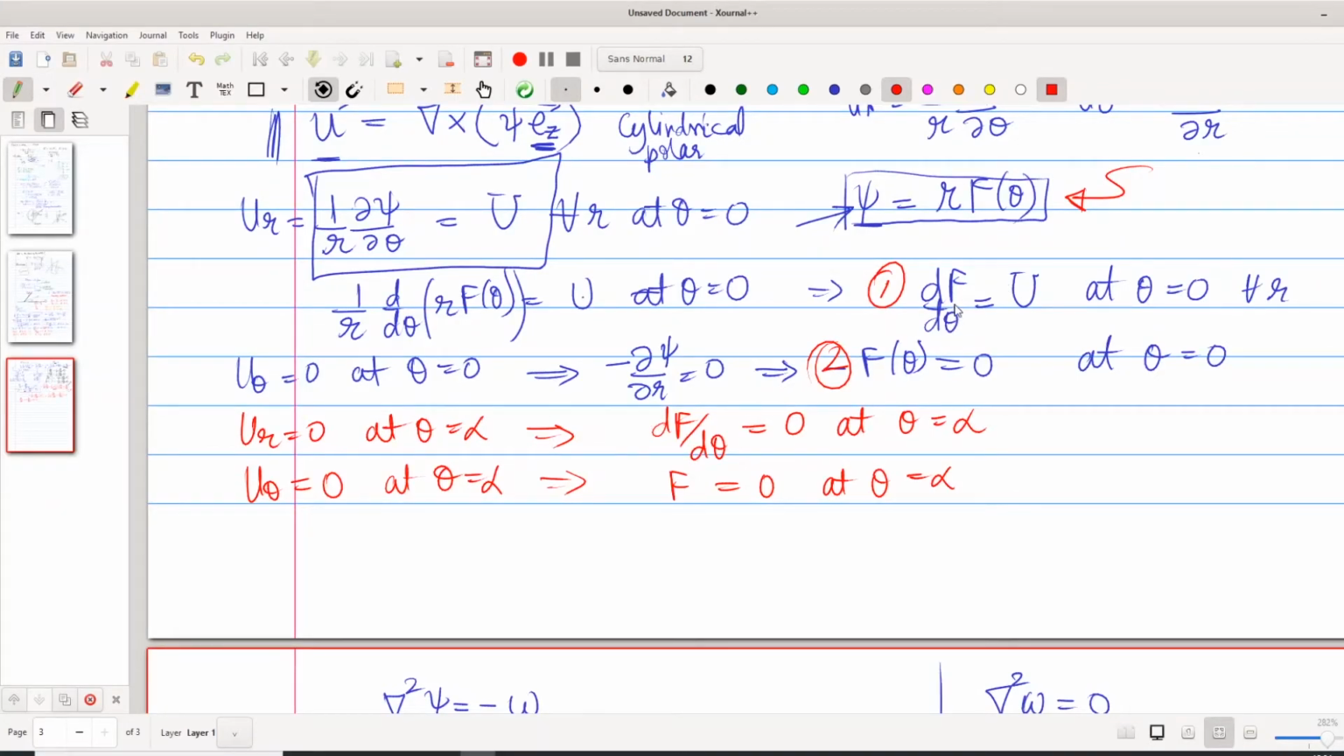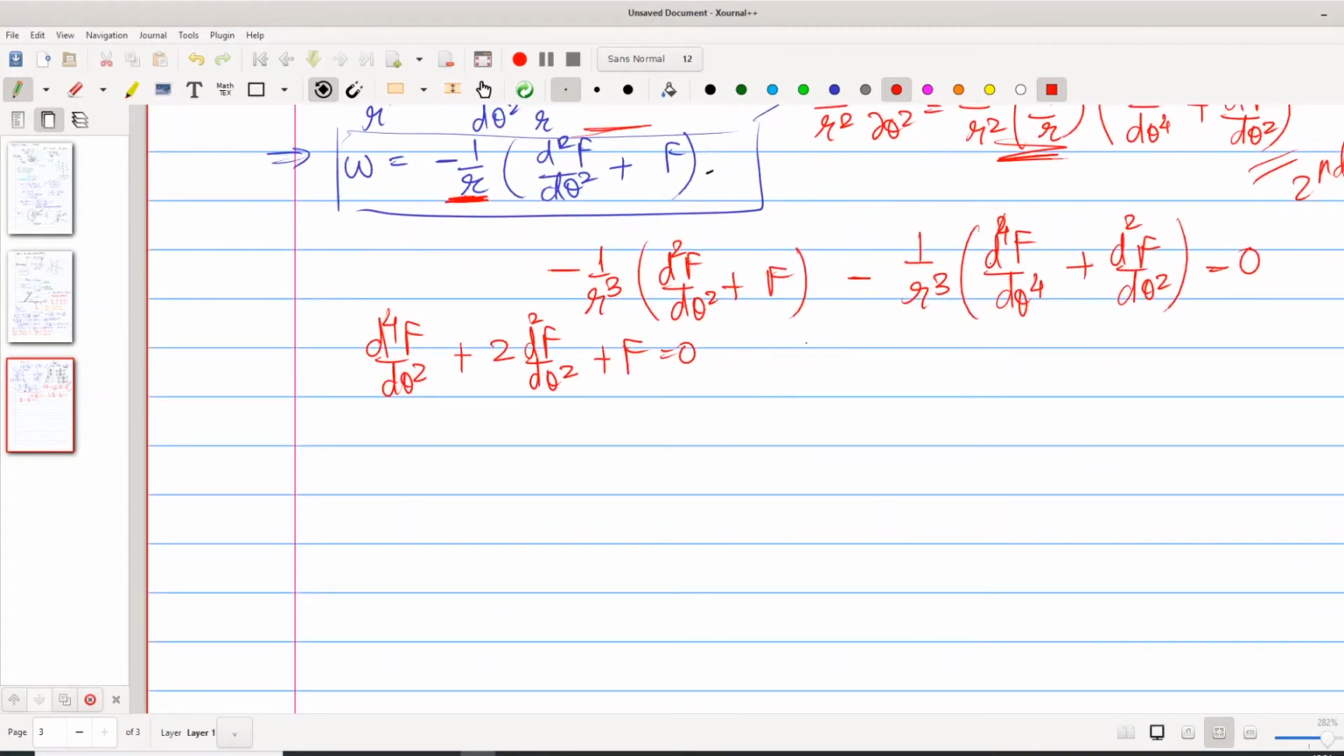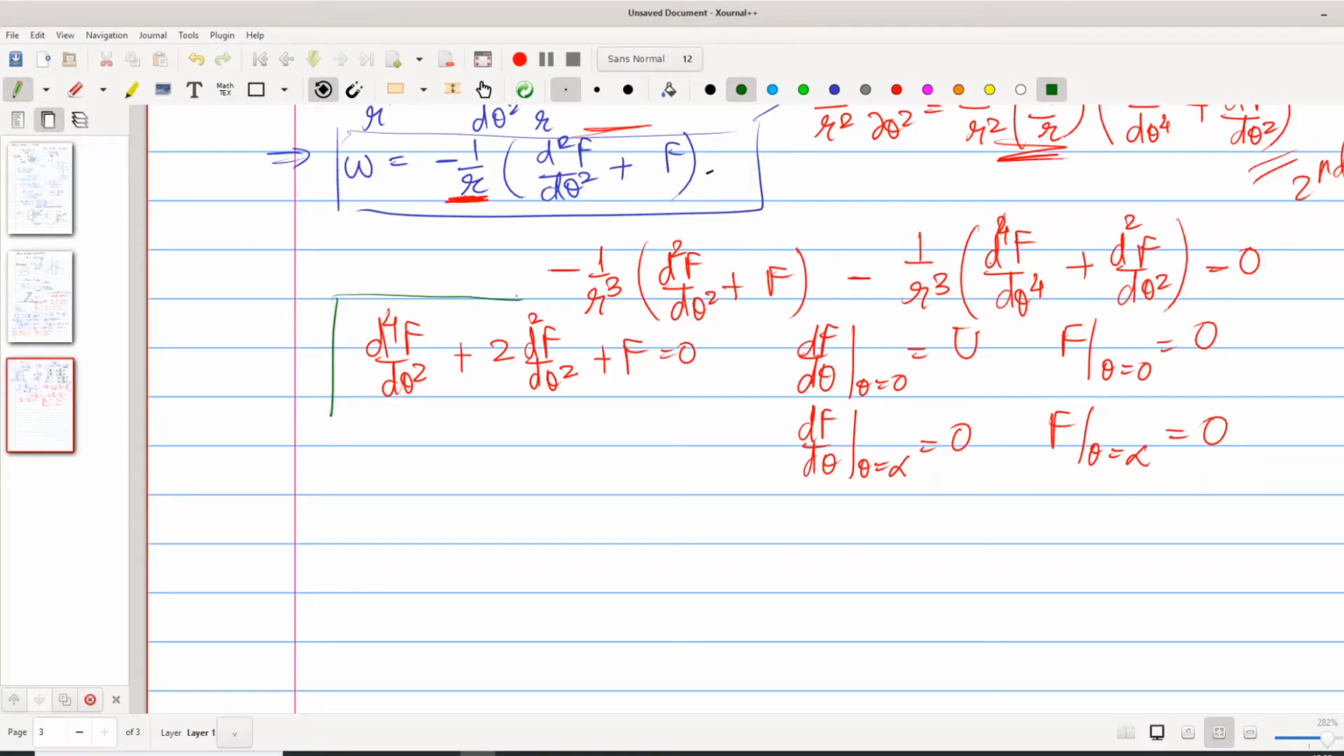We have already done that: df/d theta is equal to u at theta equal to 0 and so on. So I will just write it down over here for convenience. So df/d theta at theta equals 0 is equal to u. df/d theta at theta equals alpha equals 0. f at theta equals 0 equals 0. And f at theta equals alpha equals 0. So this particular equation is subjected to these boundary conditions.